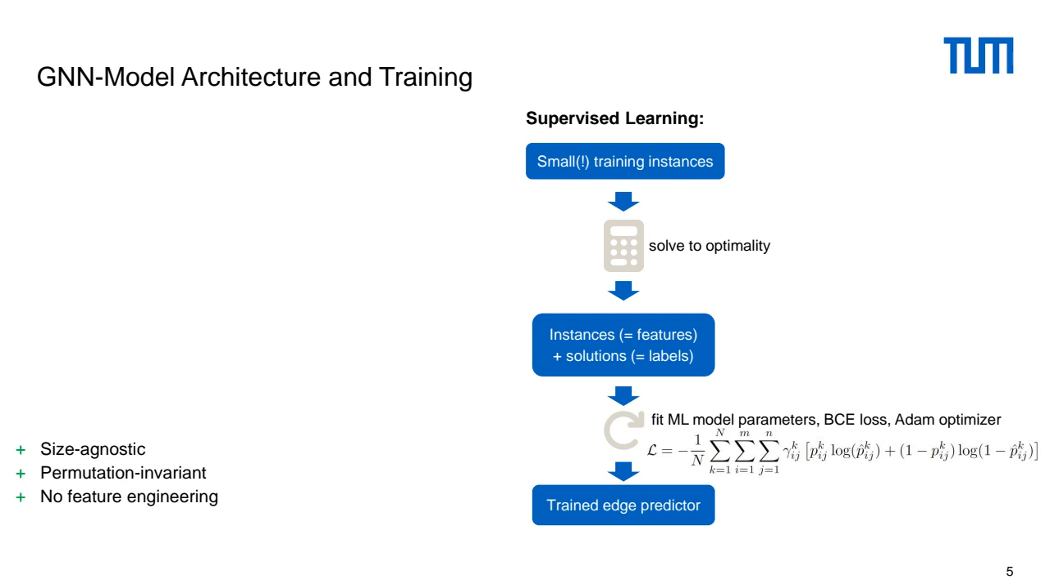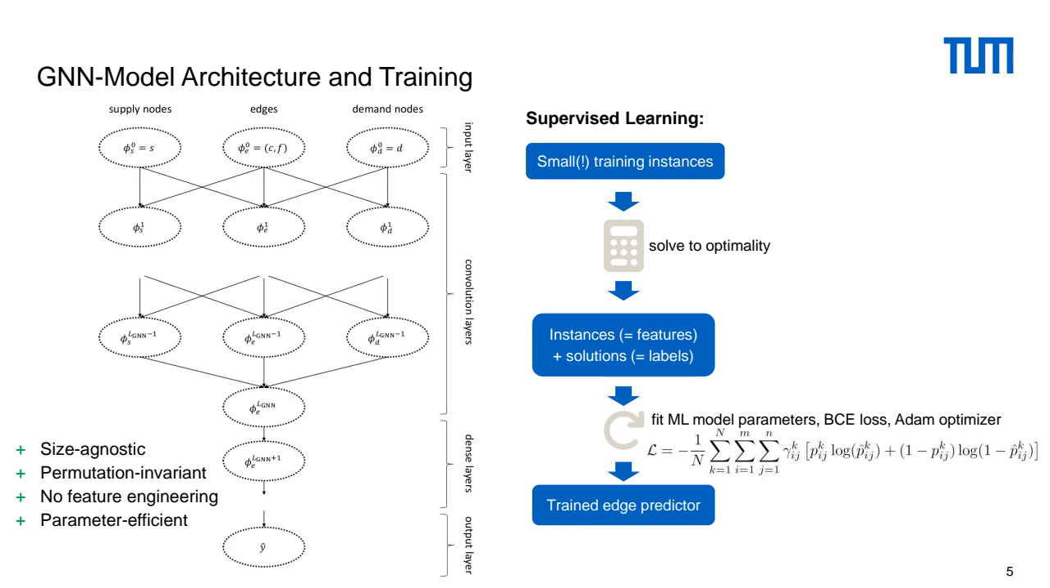We want to avoid feature engineering as much as possible, and the model should be parameter efficient. And of course, it should also be good. So this is how our model looks on a very high level. We have three sets of objects: supply nodes, demand nodes, and edges.